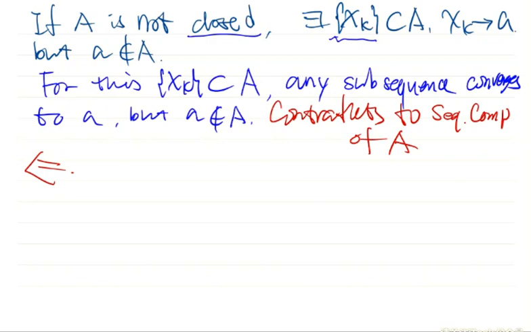So we know that A is bounded and closed. We want to prove that A is sequentially compact. To see this, we take a sequence x_k in A. By definition, we need to find a convergent subsequence of this sequence x_k, whose limit is still in A.